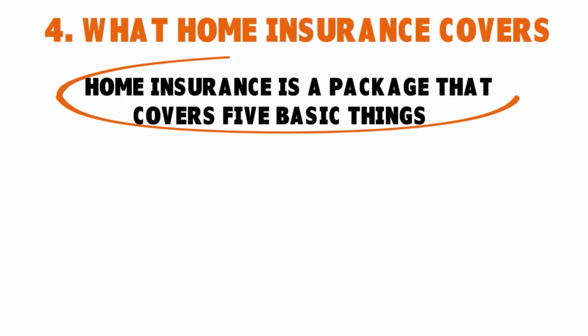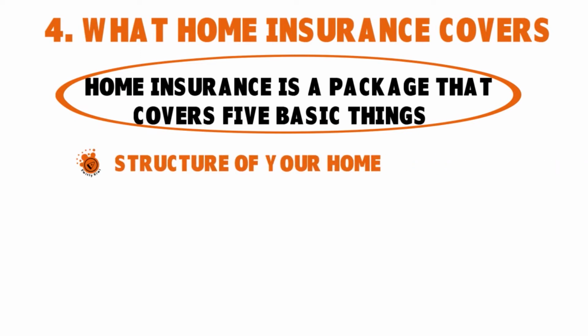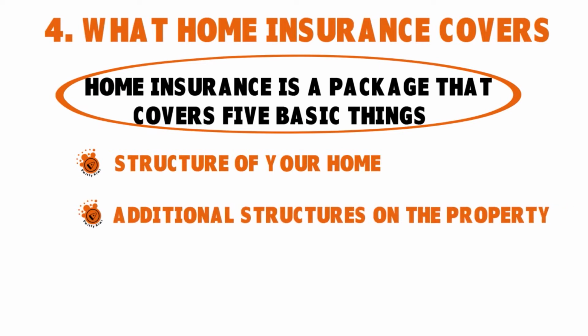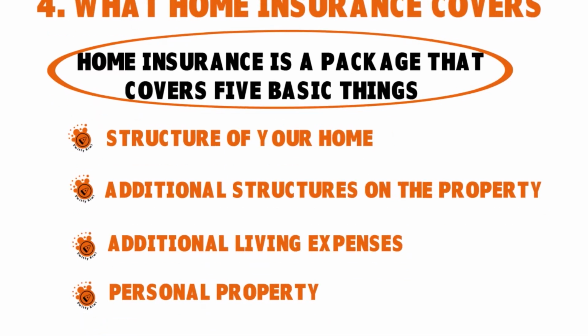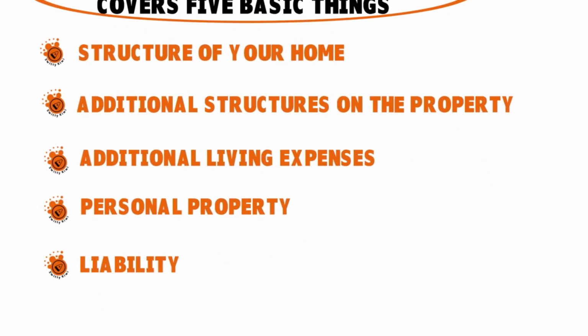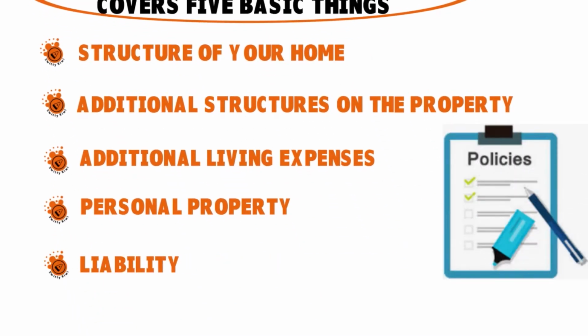Home insurance is a package that covers 5 basic things. The amount of coverage for each of these will be found on the declaration page of your insurance policy, the DEC page. So you have the structure of your home, that's number 1. The additional structures on the property, 2. Additional living expenses, 3. Personal property, 4. And number 5, liability.